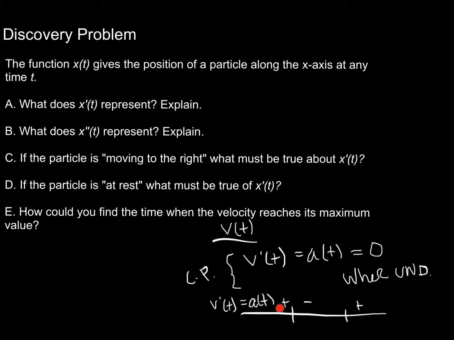The derivative of velocity. So your velocity would be increasing, and then it would start decreasing. So this would be a relative maximum for the velocity. Similarly, this critical point would be a relative minimum because the velocity would be decreasing, because the acceleration is negative. So your velocity is decreasing, and then it starts to increase. This would be a relative minimum.